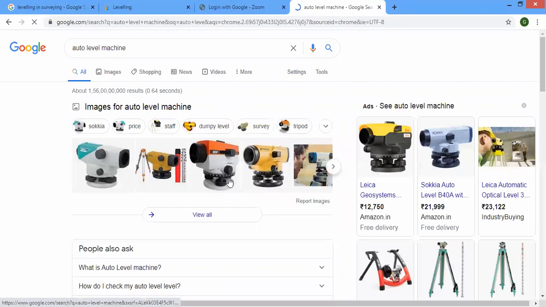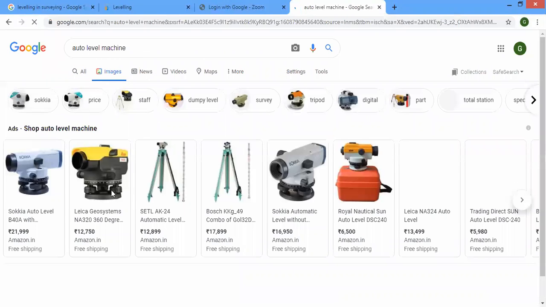So can you see this equipment? Anyone confirm me? Is this equipment visible?